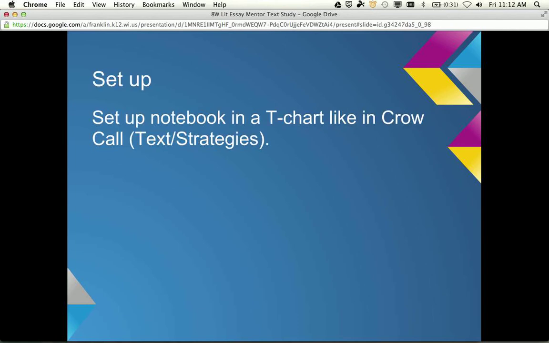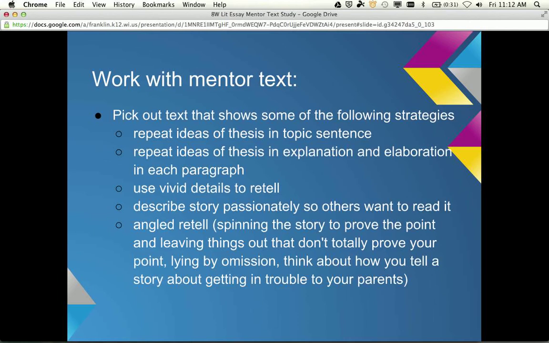Alright, so now that you've read it, I want you to set up your notebook with a T-chart like we did in Crow Call. One side write text evidence, and on the other side write strategies. Now I want you to go back and look at the essay again and read it two, maybe three times, and you're looking for the following ideas.